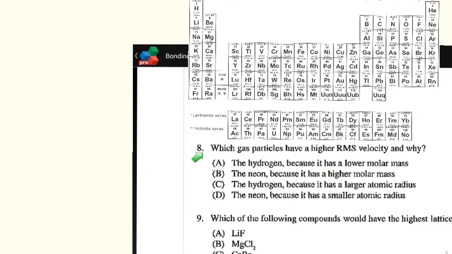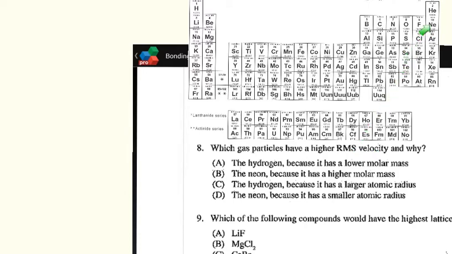And then looking at number 8, which gas particles have a higher root mean square velocity? That's what RMS stands for, root mean square velocity. So they're just saying which would have the higher speed. Now you notice that it's really important that they're talking about velocity and not kinetic energy. We know they have the same kinetic energy because they're in the same flask and they're at the same temperature.